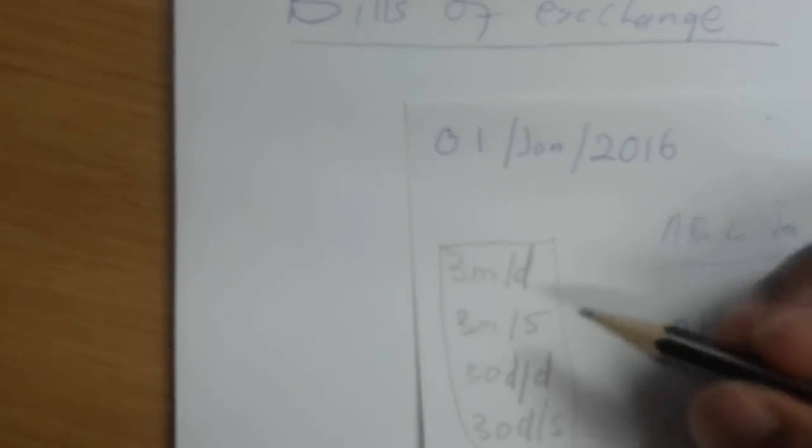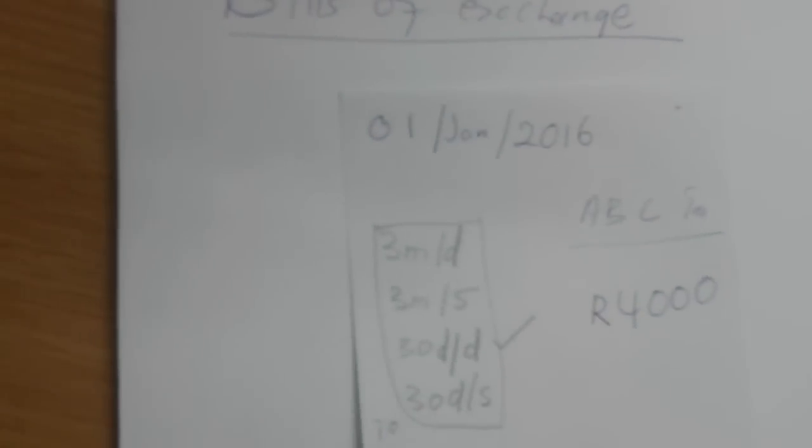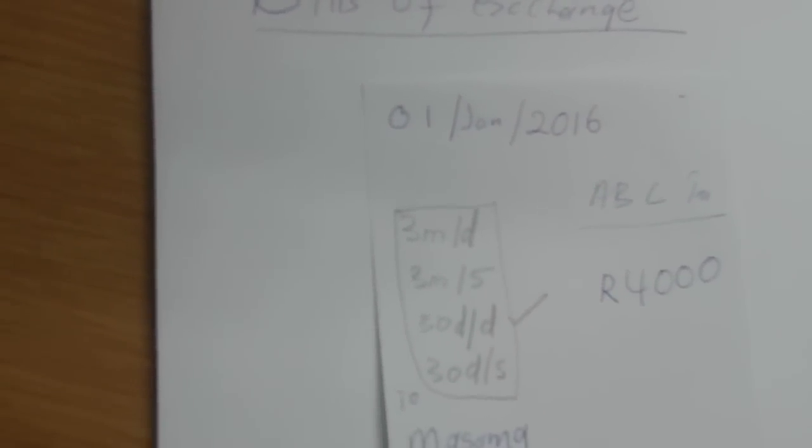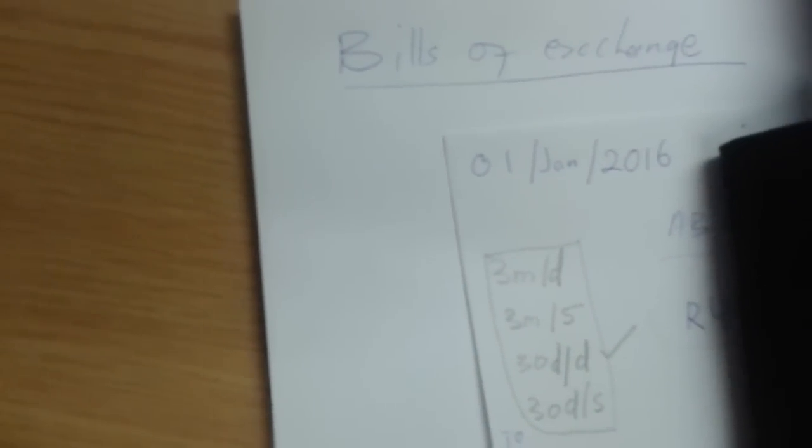Now, not all these terms will be on one bill. Only one will be there. So let's say on our bill there is 30 DD, right? Which simply means the bill or the amount of 4,000 is due 30 days from the date the bill is drawn. Now, quickly, let me show you.